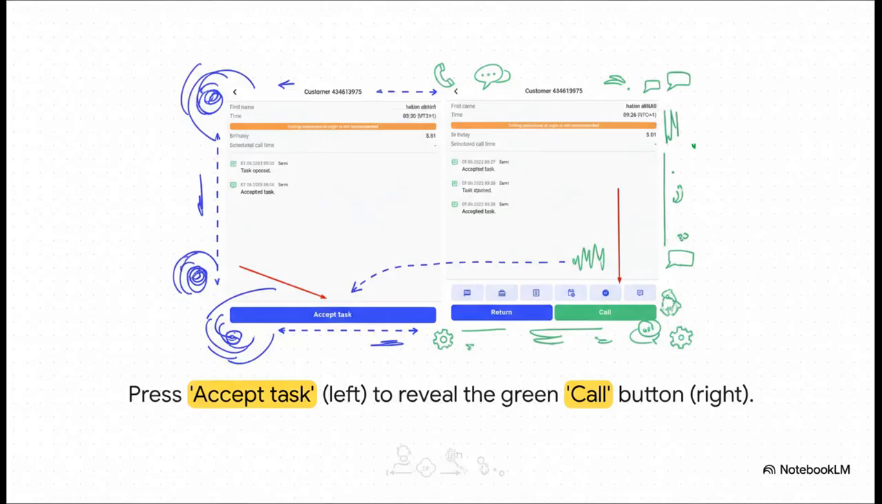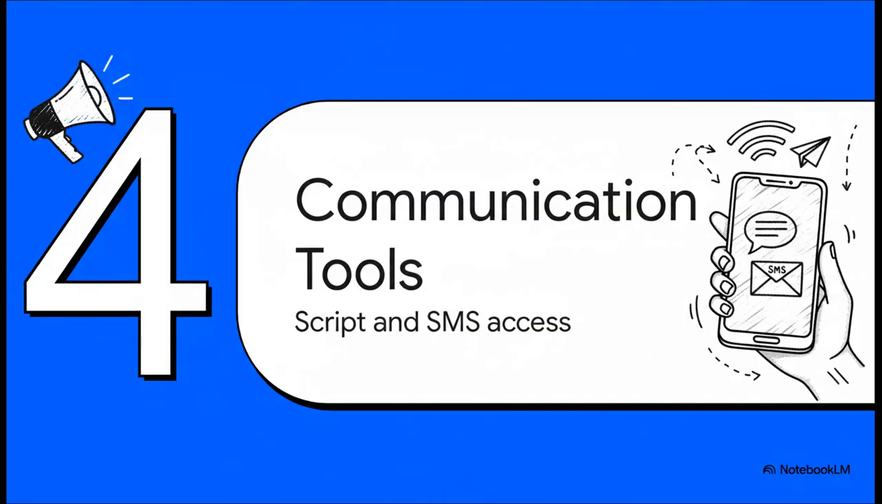So first, you're going to hit that big blue Accept Task button you see at the bottom of the screen. The second you do that, poof, it'll be replaced by a green Call button. That means the task is now yours and yours alone, and you're all set to start the conversation. Now don't worry, you're not going into these calls empty-handed. The system has some awesome built-in tools to help you out, like a call script and an SMS function. Let's take a quick look at how to use them.